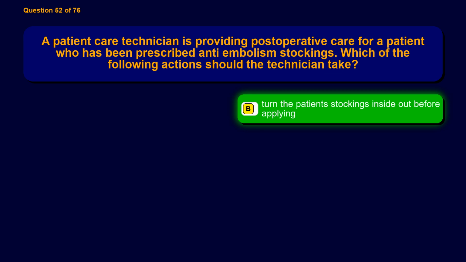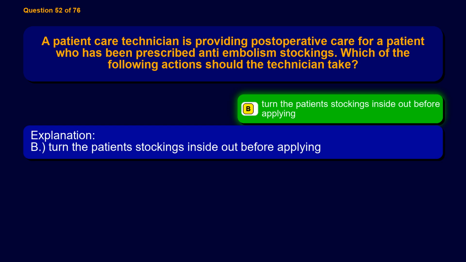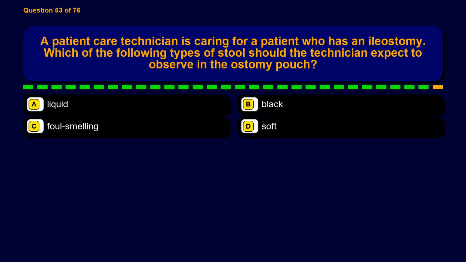The correct answer is option B, turn the patient's stockings inside out before applying. Question 53. A patient care technician is caring for a patient who has an ileostomy. Which of the following types of stool should the technician expect to observe in the ostomy pouch? Option A, liquid. Option B, black. Option C, foul-smelling. Option D, soft.